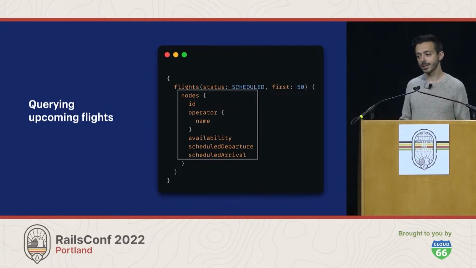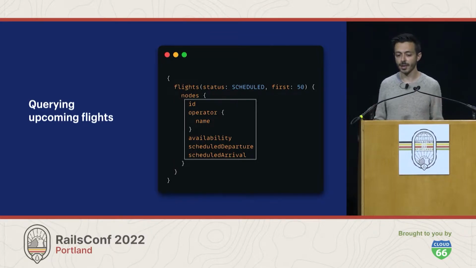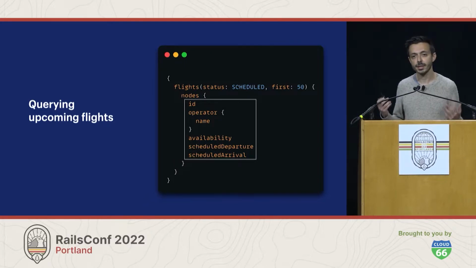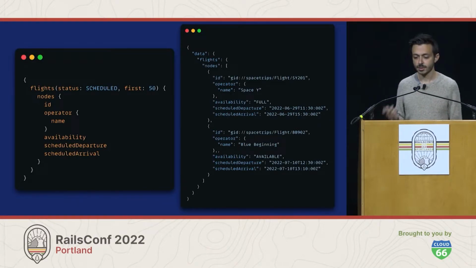And we have the nodes object here. The node objects basically represent what you are returning. So we are returning an array of flights, and for each flight, we want information such as ID, the company that is operating the flight, the ticket availability, and departure and arrival times. Okay, so we are ready to make our first GraphQL request to our API. So that's the response, and it returns two flights. One flight from Space Y, and another flight from Blue Beginning. So our space flight company is here.